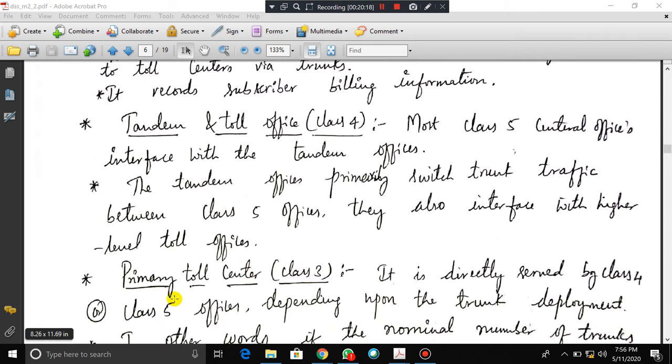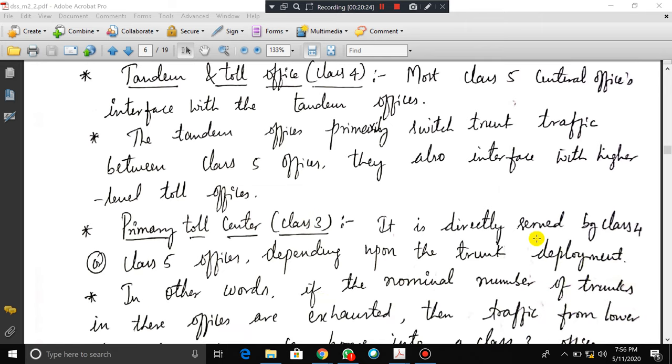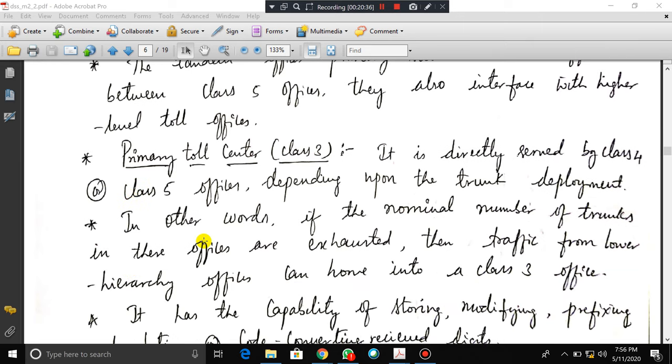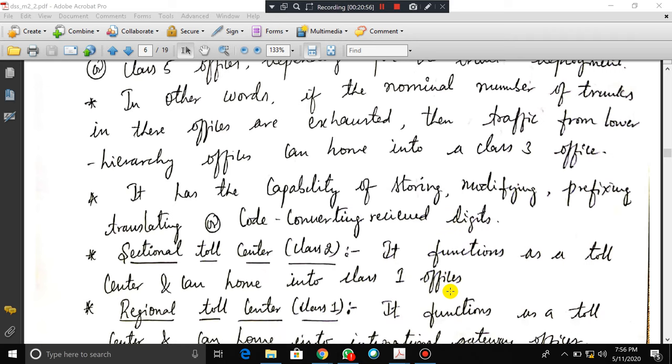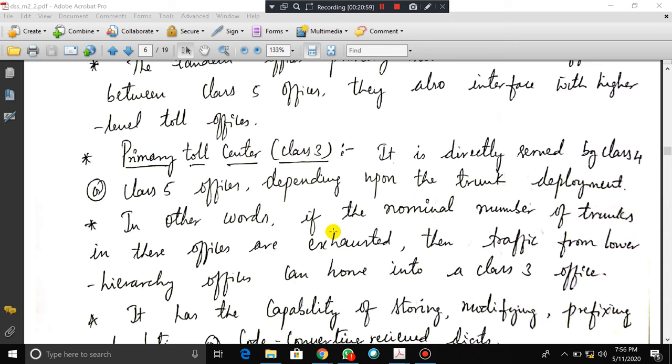Next, the primary toll center, indicated as class 3. It is directly serviced by class number 4 or class 5, and depends upon trunk deployment. In other words, if the number of trunks in this office is exhausted, then the traffic from lower hierarchy offices can home into the class 3 office. It has the capability of storing, modifying, prefixing, translating and code converting the received digits. Kindly remember the points in class 3, it is very important.